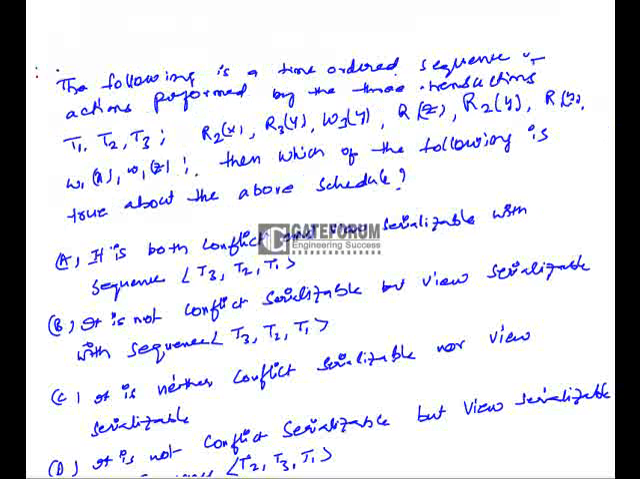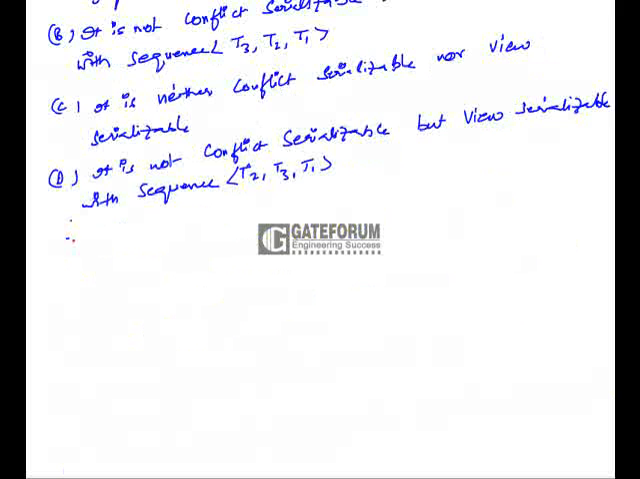a schedule which consists of three transactions T1, T2 and T3 is given, and we have to find if it is conflict serializable or view serializable. If it is so, we have to find the equivalent serial schedule also. So let us write the given schedule. Given schedule is, this is T1, T2, T3.